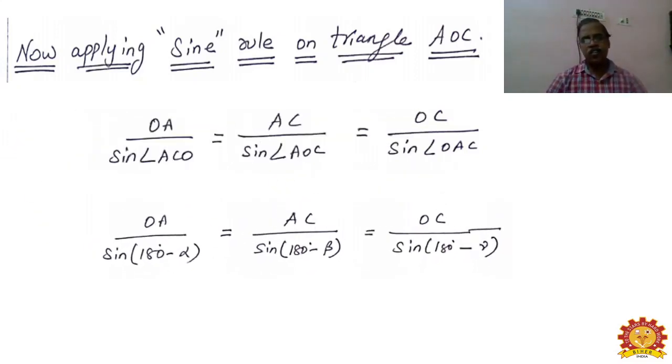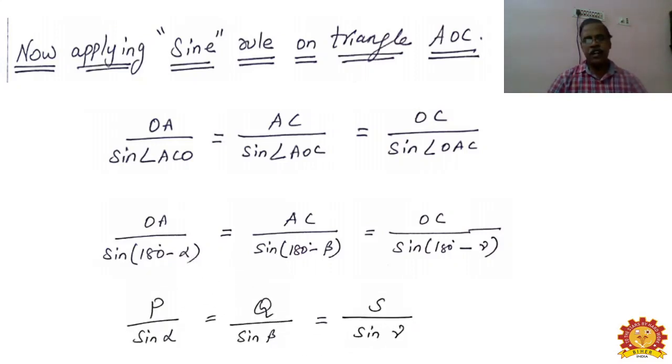So by this, you know the values of ACO, AOC as well as OAC. It is very easily understood that they are 180 minus alpha, 180 minus beta, and 180 minus gamma. So that can be written as P by sine alpha, equal to Q by sine beta, and equal to S by sine gamma. This is the method of deriving this formula. Later, based on this formula, let us solve a problem.